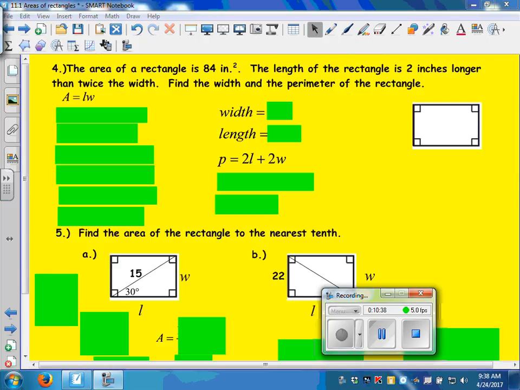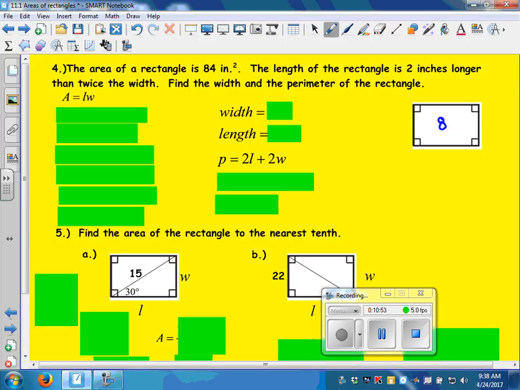So number 4, a rectangle has an area of 84 inches squared. The length of the rectangle is 2 inches longer than twice the width. Find the width and the perimeter of the rectangle. With these types of problems, you always want to build a picture.